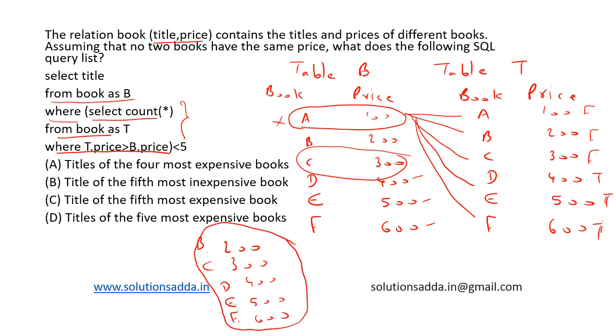So let's see the options. Titles of 4 most expensive books, false. Title of the 5th most inexpensive book, false. Title of the 5th most expensive book, false. Titles of the 5 most expensive books, yes. The 5 most expensive books are this, and this is what is being returned. So the correct answer here is option D, titles of the 5 most expensive books.